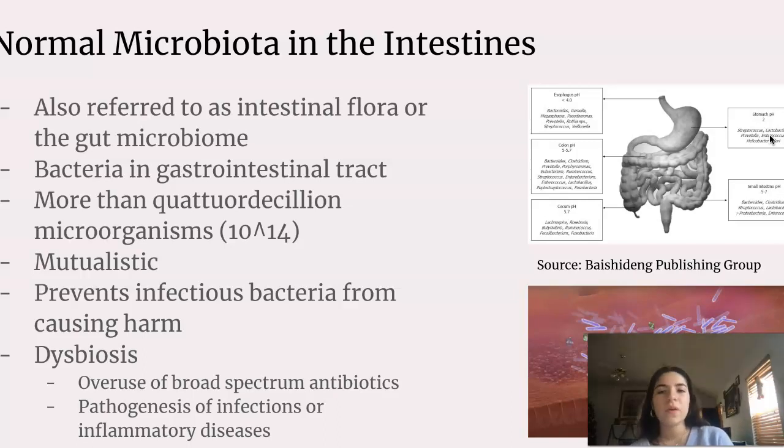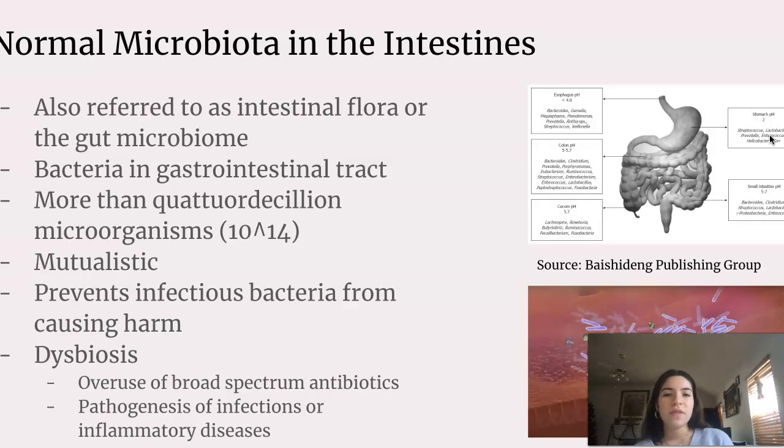So when talking about C. difficile infection, it's also really important to consider that we have normal microbiota in the intestines. We talked about these a little bit in lecture. So they're bacteria that we have in the gastrointestinal tract. We have then more than a quadrillion microorganisms, and these are mutualistic because they're also providing us with health benefits. They're preventing us from harm of infectious bacteria by eating up all the nutrients that we have in the human colon, and then in turn, by eating up all these nutrients, the pathogenic bacteria won't have any nutrients to survive.